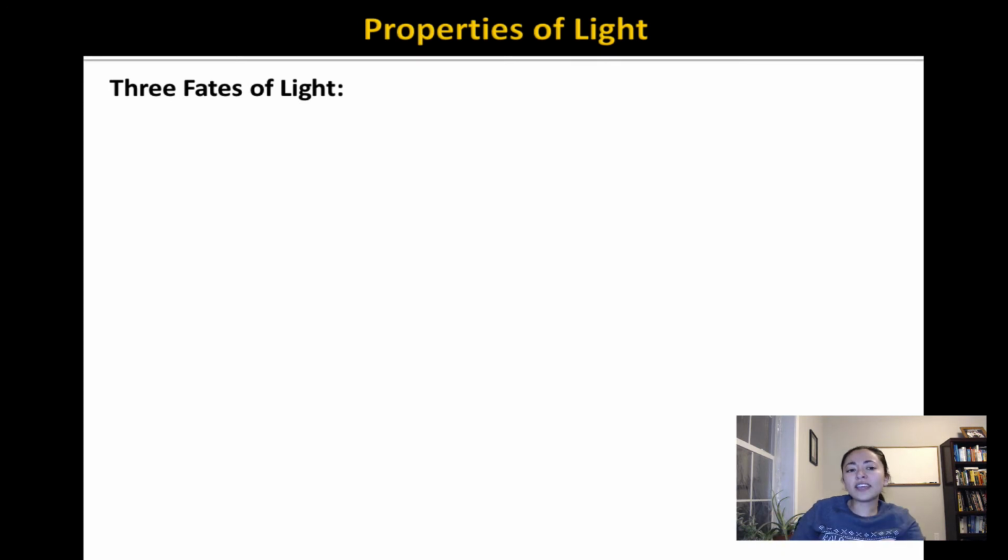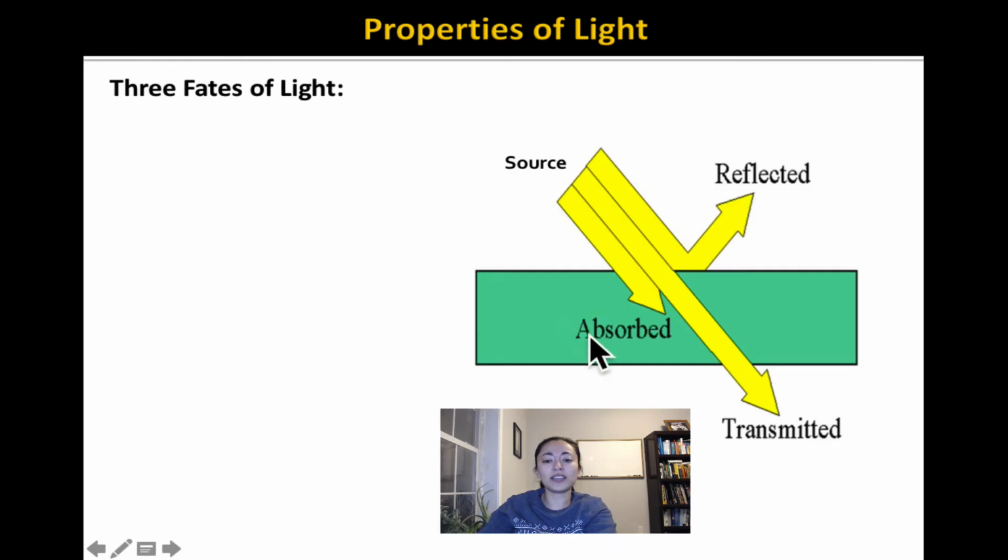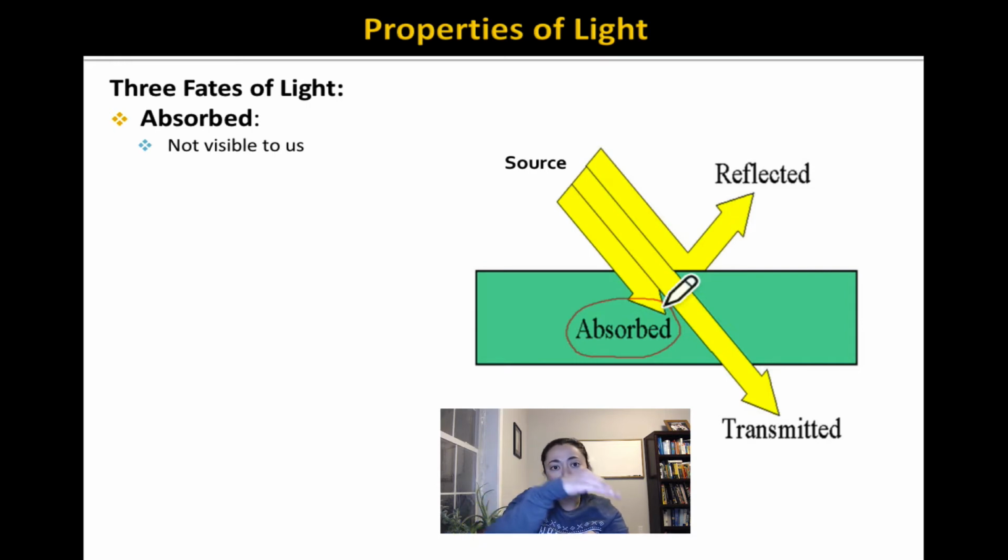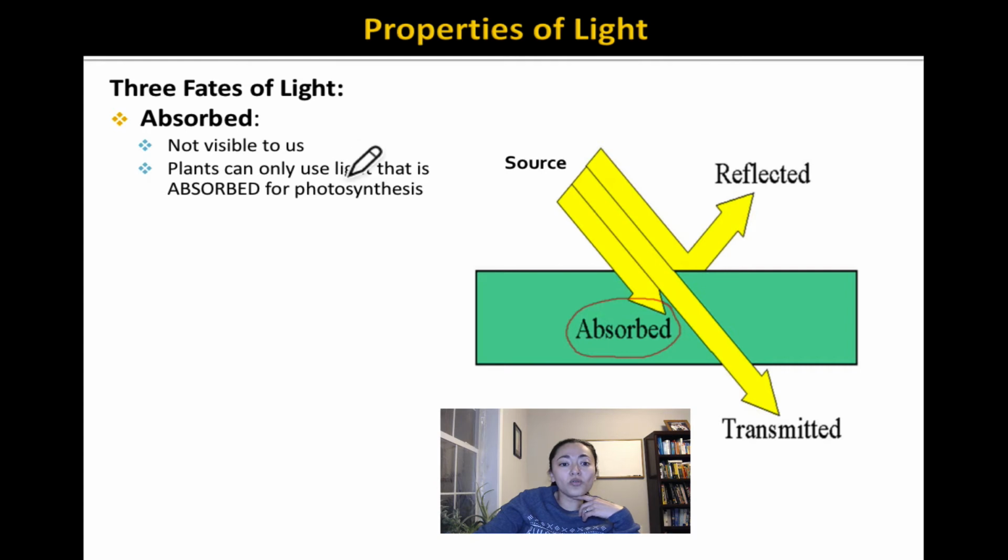In order to understand photosynthesis, you first have to understand how light behaves. There are 3 different things that can happen to light when it hits an object. One thing that can happen is that light energy is absorbed. So all the light that hits the object is actually absorbed by the object, and so it's not visible to us. The light energy, the photons, get captured by that object and you don't see it. So plants can only use light that is absorbed for photosynthesis. If they can't absorb a certain wavelength of light, then they can't use it for photosynthesis.